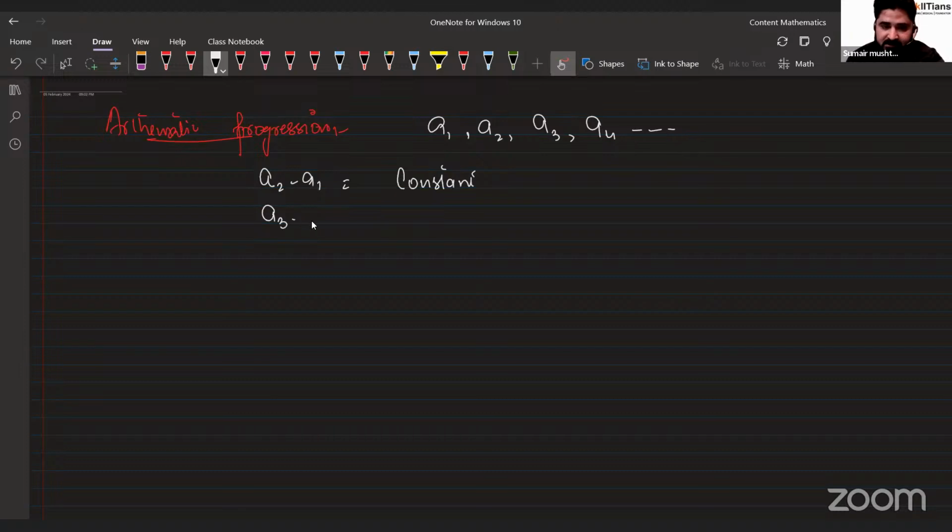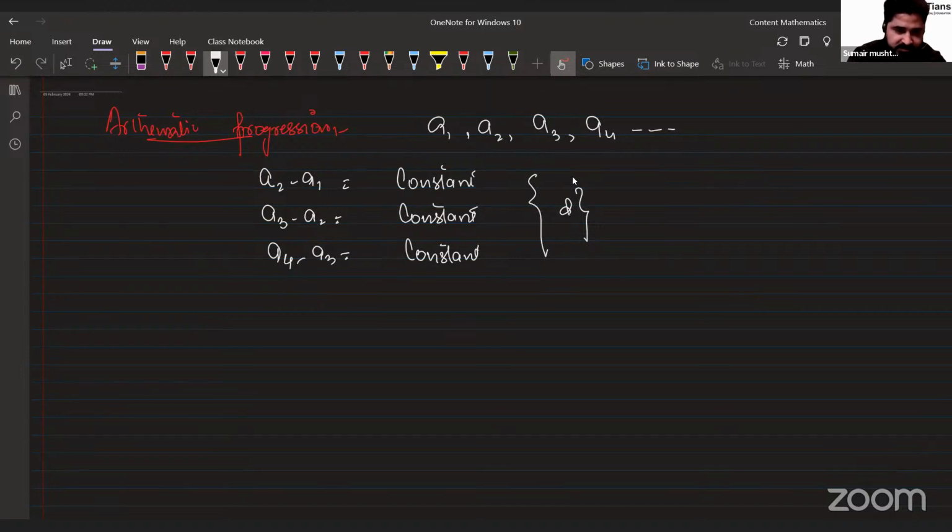Let us suppose you have A3 minus A2. This is also constant. A4 minus A3 is also constant. This type of sequence is known as an arithmetic progression, and this constant is known as the common difference. I think you people know about it. Any confusion? You can let me know in the chat. I'm here.